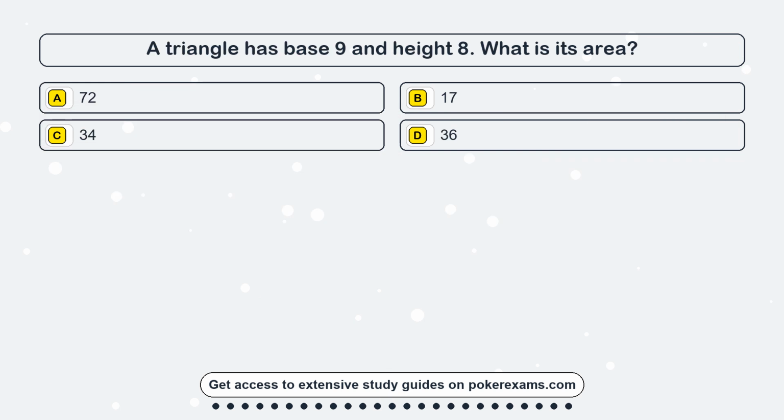Question 17. A triangle has base 9 and height 8. What is its area? Option A, 72. Option B, 17. Option C, 34. Option D, 36.